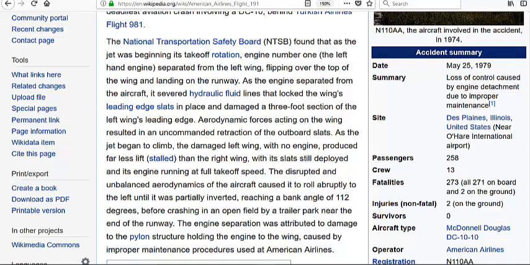Aerodynamic forces acting on the wing resulted in an uncommanded retraction of the outboard slats. As the jet began to climb, the damaged left wing with no engine produced far less lift than the right wing, and it's going to go anyway.